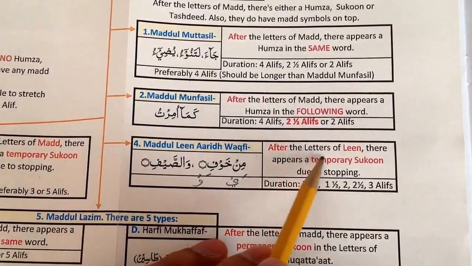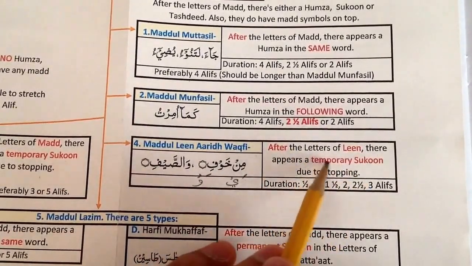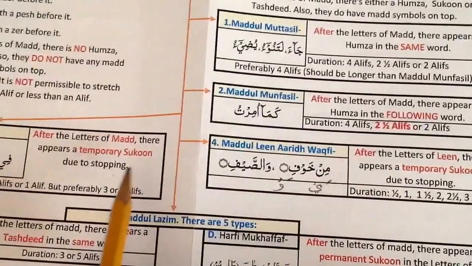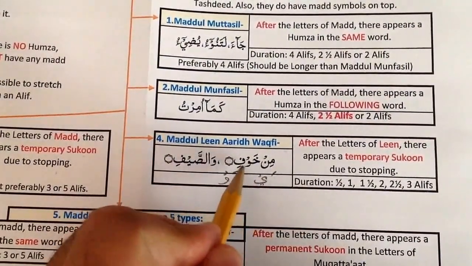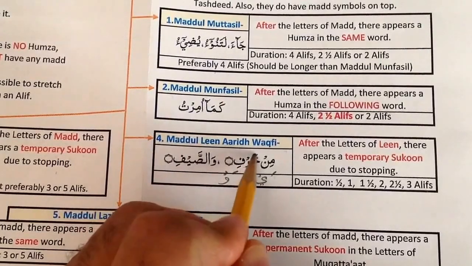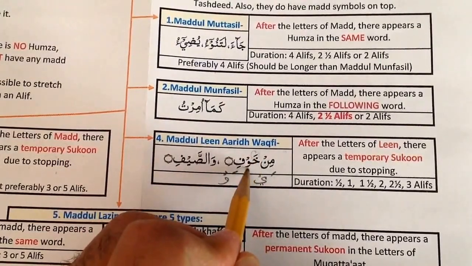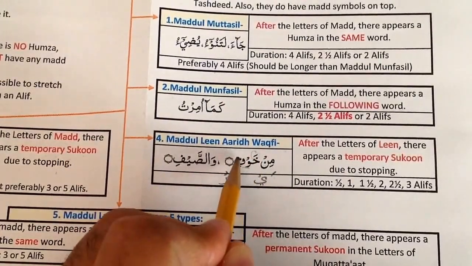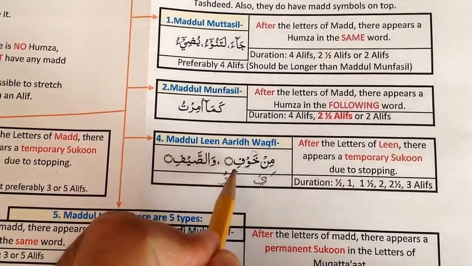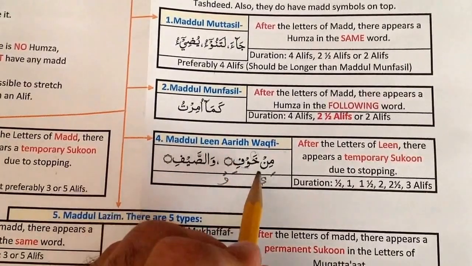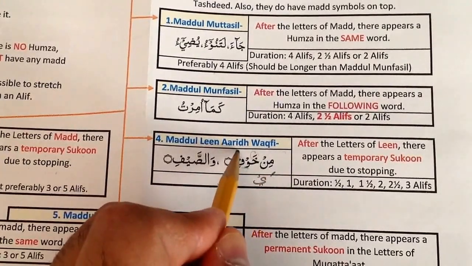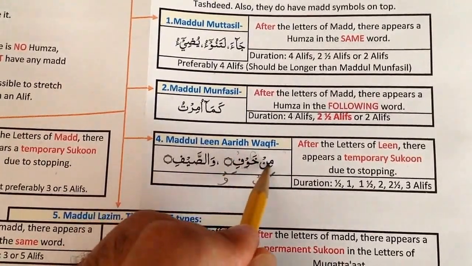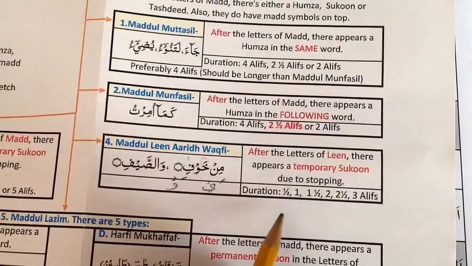So after the letters of lin, there appears a temporary sukun due to stopping. That's quite similar to this one right here. So let's look at the example. See this waw sakin with the zabr before it? That's the letters of lin. Right after that, there is a fa, which is the last letter of a word, and fa has a zer. So if I want to stop over here, I'll get rid of the zer and give it a sukun on top. So min khawf.